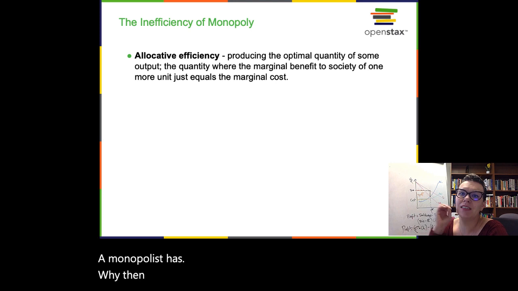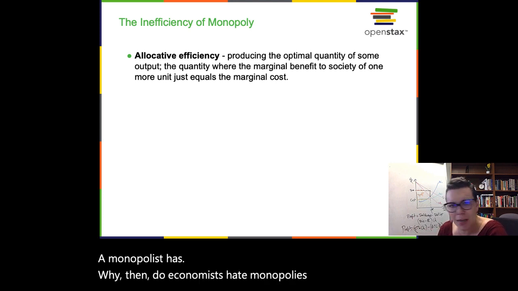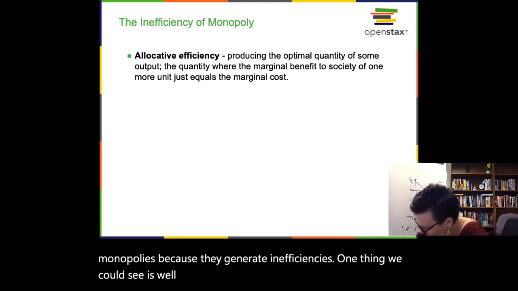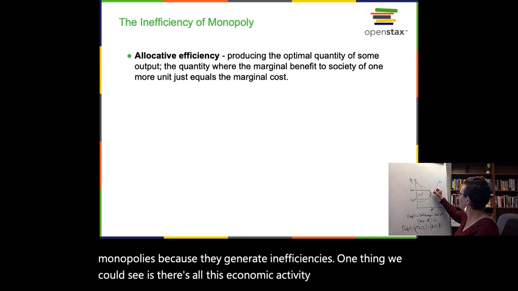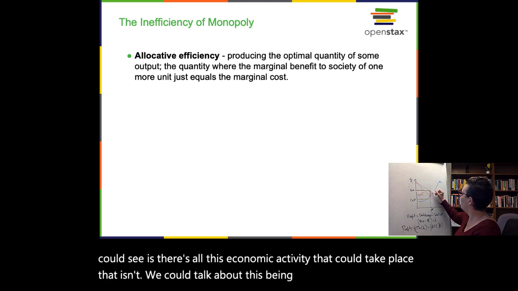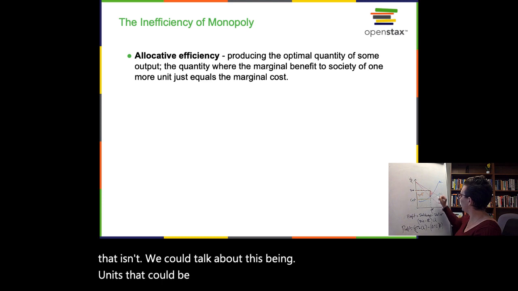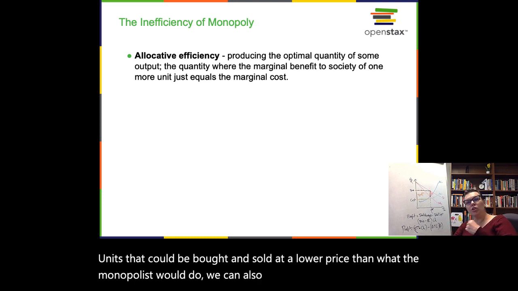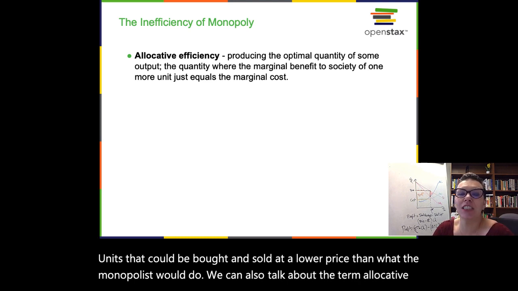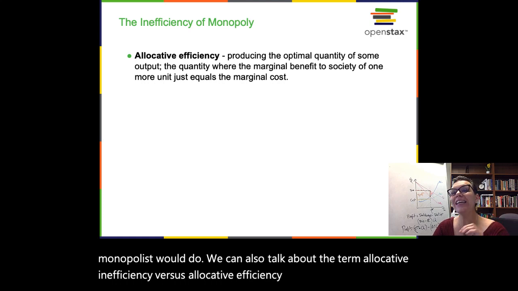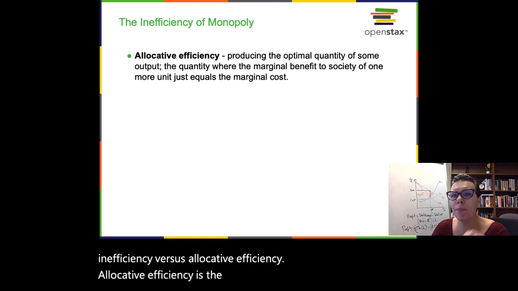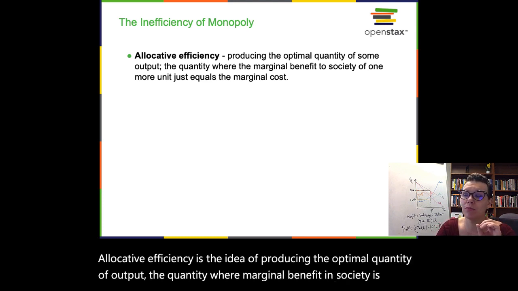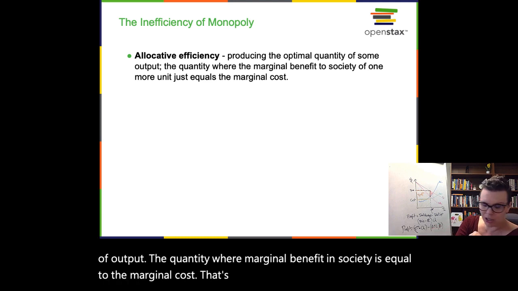Why then do economists hate monopolies? Generally, we hate monopolies because they generate inefficiencies. One thing we could see is, well, there's all this economic activity that could take place that isn't. We could talk about this being units that could be bought and sold at a lower price than what the monopolist would do. We can also talk about the term allocative inefficiency versus allocative efficiency. Allocative efficiency is the idea of producing the optimal quantity of output, the quantity where marginal benefit in society is equal to the marginal cost. That's going to occur over here.